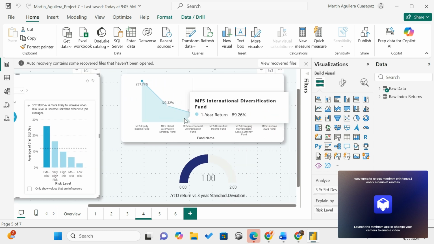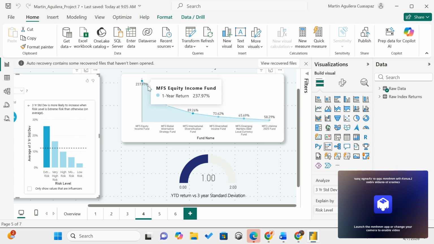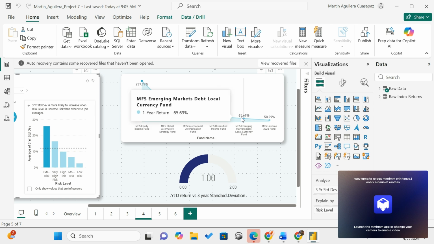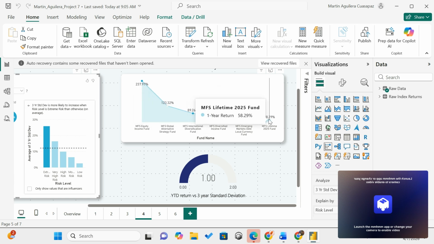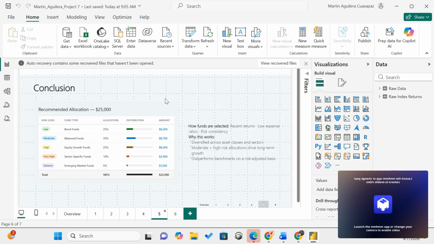Then we have different funds where we can invest the money. We always look at the 1 year return because we want to know how fast it will grow the money for our clients. Basically, we have the 1 year return versus the 3 year standard deviation, and those are the comparatives.